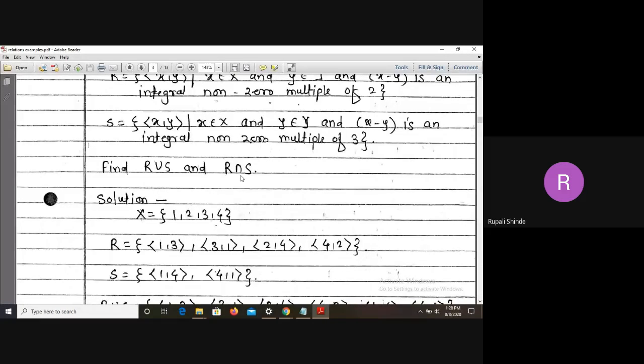Now next one is R intersection S. Now check whether any order pair is common between these two relations. No. So here nothing is common between these two relations. That's the answer is 5.